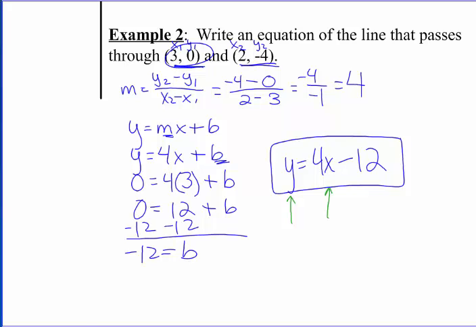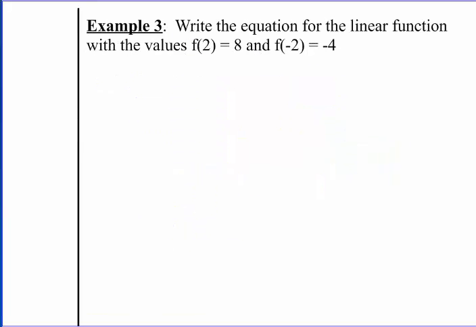Next, we want to write the equation for a linear function with the values f of 2 equal to 8 and f of negative 2 equal to negative 4. So notice the notation that's being used here. So we have f of 2 equals 8. Remember, that's function notation. We did some of that in the last standard. So you would want to rewrite that. Remember the format, what that represents.